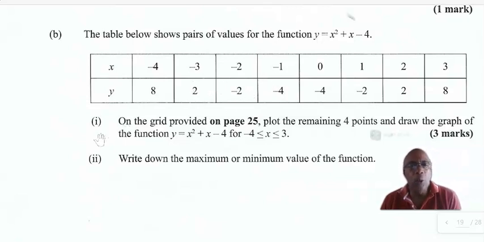So part 1 of the question: on the grid provided on the next page, plot the remaining 4 points and draw the graph of the function y equals x squared plus x minus 4 for the range given. X is greater than or equal to -4 and less than or equal to 3. So we go to the graph sheet to see what points are given and what points we have to plot.